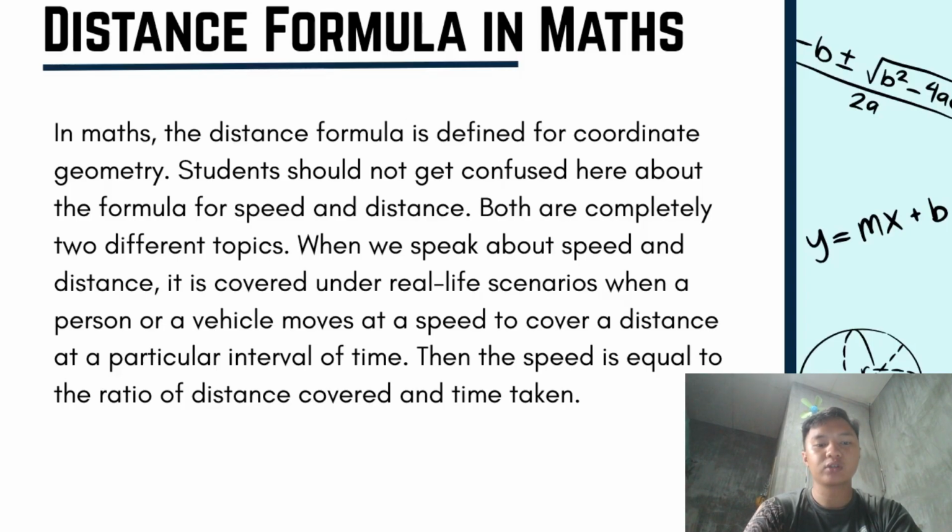When we speak about speed and distance, it is covered under real-life scenarios. When a person or a vehicle moves at a speed to cover a distance in a particular interval of time, the speed is equal to the ratio of the distance covered and the time taken. So, the distance formula and speed are different. Speed is the rate at which a truck covers distance, and the distance is how far the truck goes.